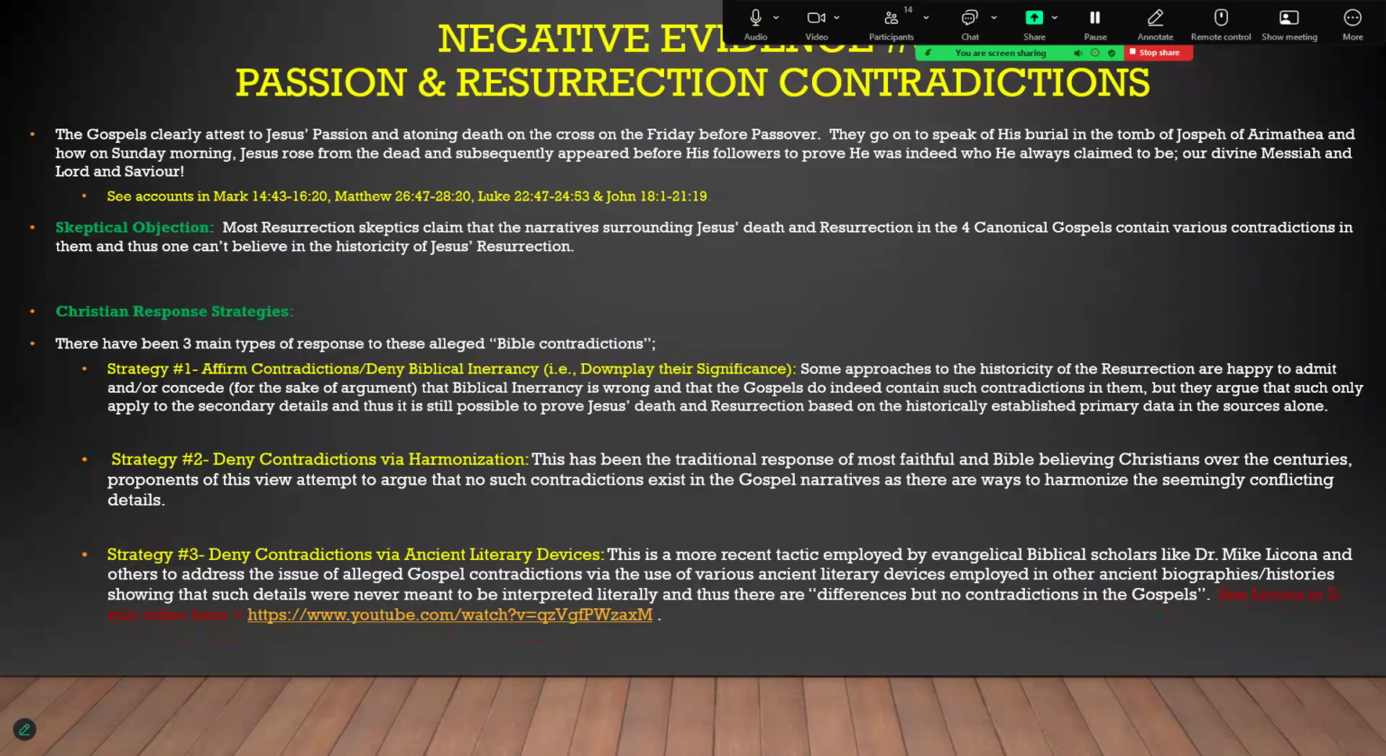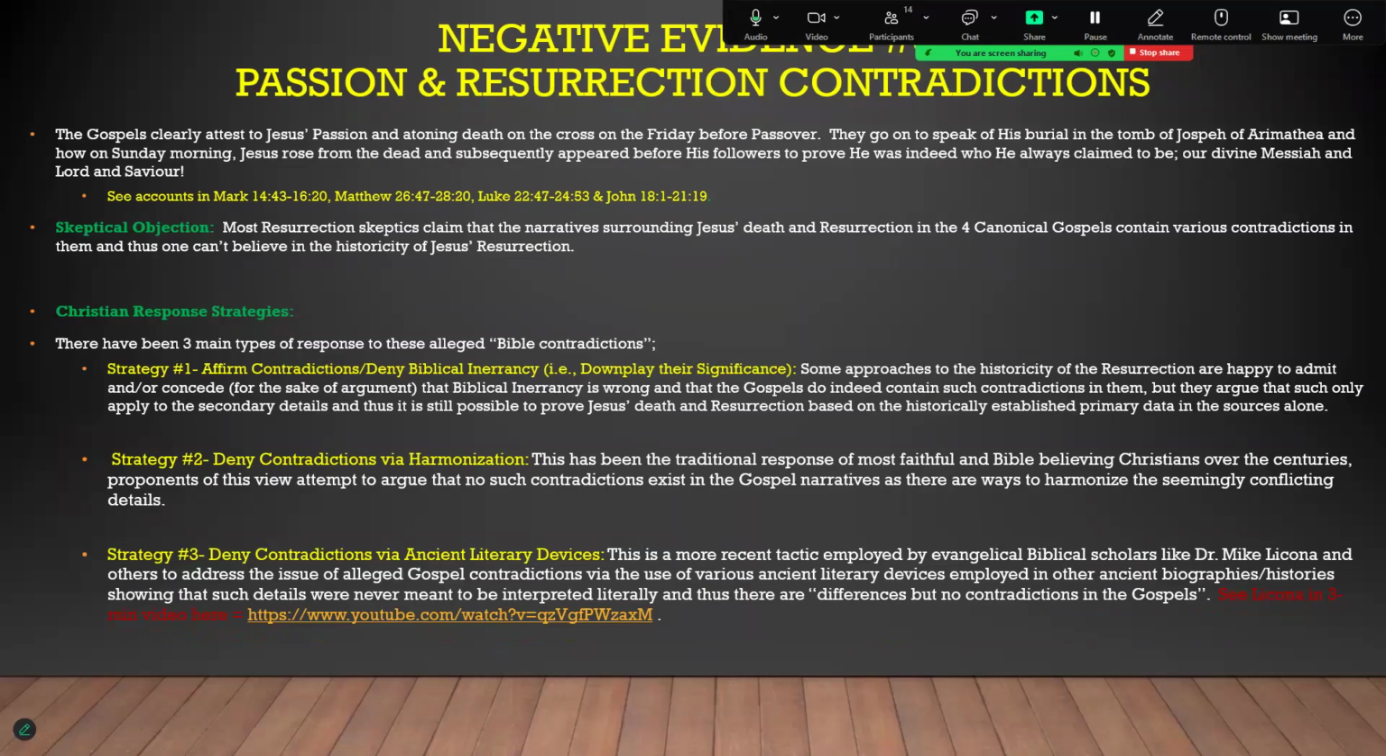Because remember, this is a negative evidence. So what that means is it's the skeptic who bears the burden of proof. They're the one making a claim here. Unlike what we were doing in previous weeks, where we were outlining a positive case where the Christian had the burden of proof, it's now the skeptic who has the burden of proof. If you're going to claim there's an actual contradiction, then you have to prove that it's a contradiction.